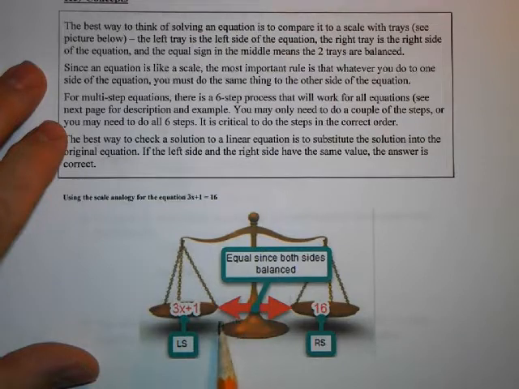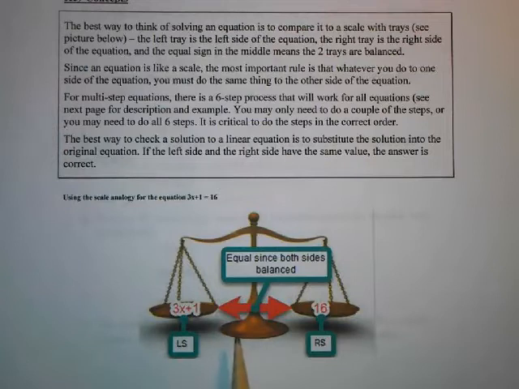So if I wanted to, say, for example, subtract 1 from this side, I would also have to subtract 1 from this side. We have to do the same math operations on both sides. We could add, subtract, multiply, divide, but as long as we're doing the same thing, the equation and the scale will remain balanced or equal.